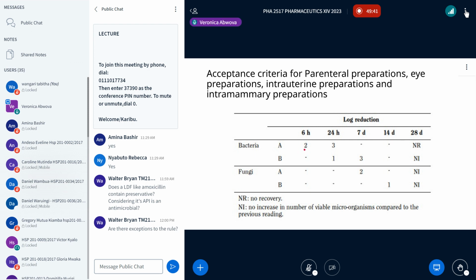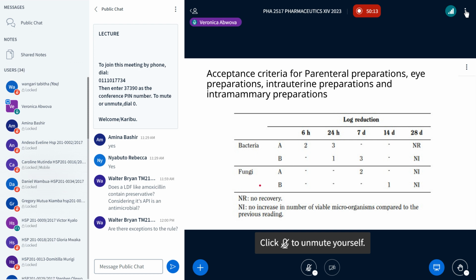And this is what is expected. At 6 hours, you should have a 2 log reduction, which is a 100 times reduction in the number of microorganisms. Then at 24 hours, you should have a 1,000 times reduction. Then by 7 days, you should not observe any microorganisms.